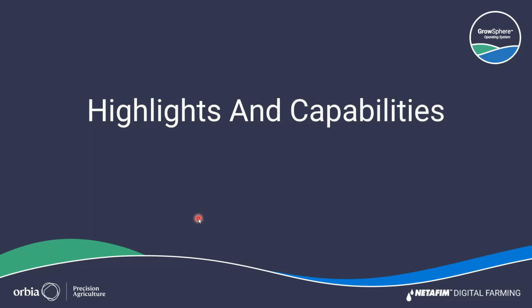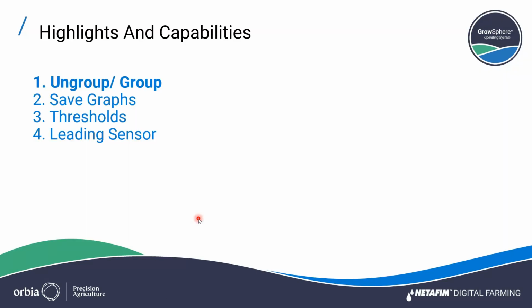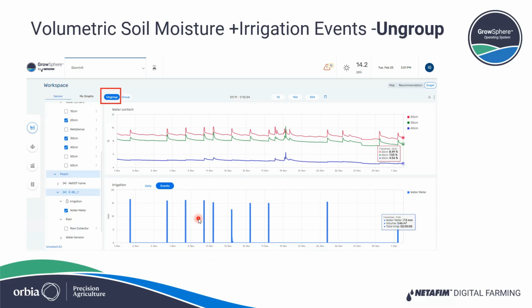Highlights and capabilities. We have the option to ungroup and group the sensor view, the graph view. In this slide, you see that we have 2 graphs. The upper one is the soil moisture sensors, and the lower one is the irrigation events. Each sensor type will be presented in its individual graph.